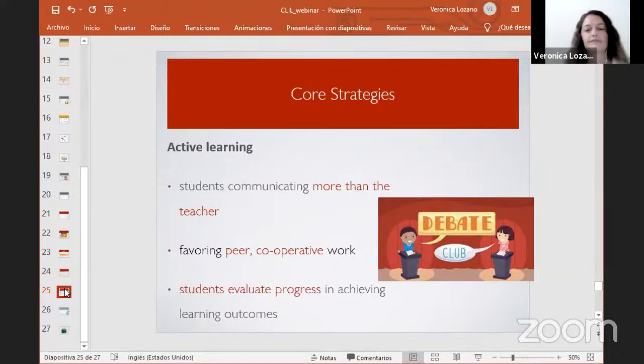Then favoring peer cooperative work. Well, this is just similar to the previous idea. We want students to interact with each other, and then also to promote active learning, we want to help students evaluate their own progress, because this is going to help them be more aware of their needs, on whatever they need to improve. Okay.